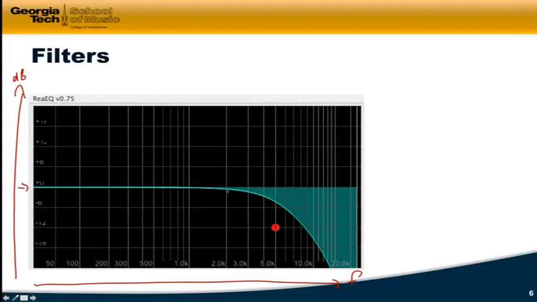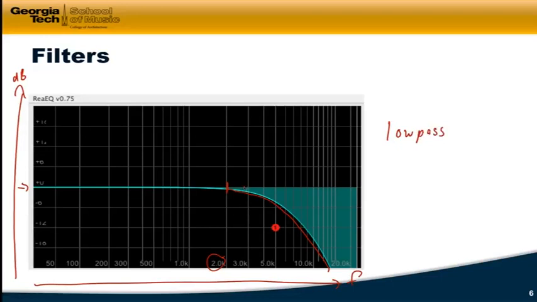You can see up to about 2,000 hertz here, we're not changing anything at all. But as we start getting above 2,000 hertz, we're going down this curve here, and so the amount of energy is getting lower and lower as we go there. So this is the frequency response curve of this filter. This particular filter is called a low-pass filter because it's allowing all of the low-frequency sounds to pass through without any modification. But the higher frequency content is getting attenuated.